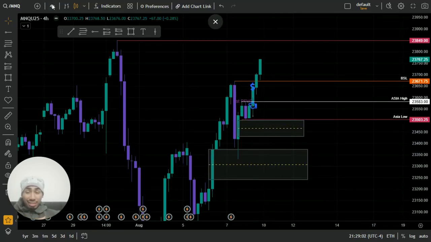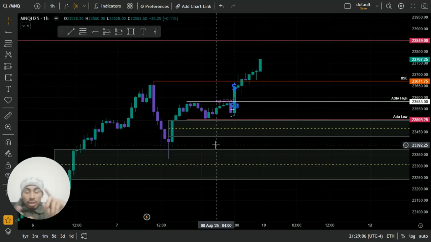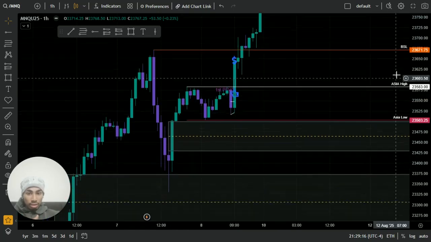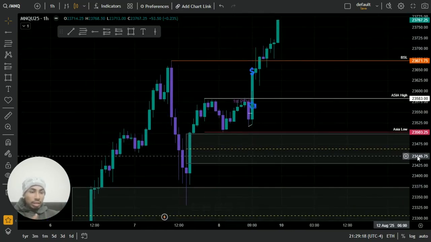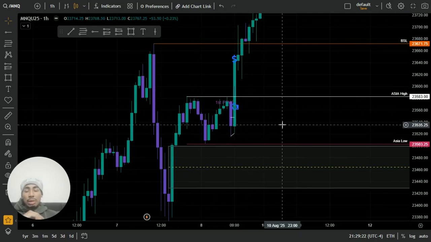So after I found that, I went down to the 1 hour time frame, and this is where I mark out key levels, liquidity. I usually do London highs, London lows, Asia highs, Asia lows, just to see where the market is at. As you can see, I have my Asia lows and my Asia high marked. You might be wondering, where's the London high and the London low?